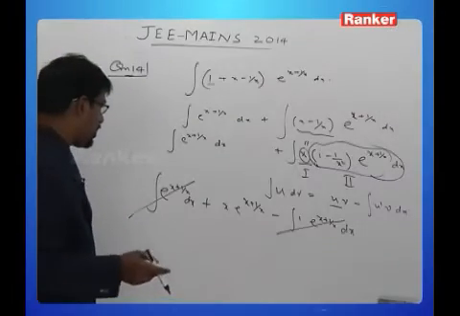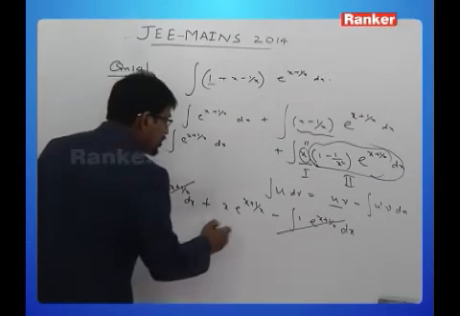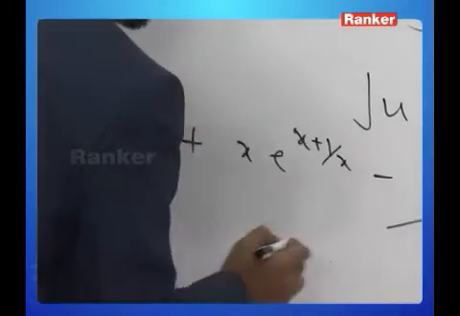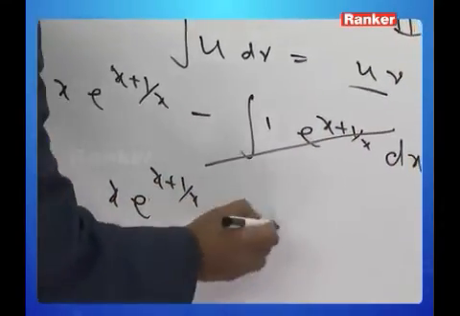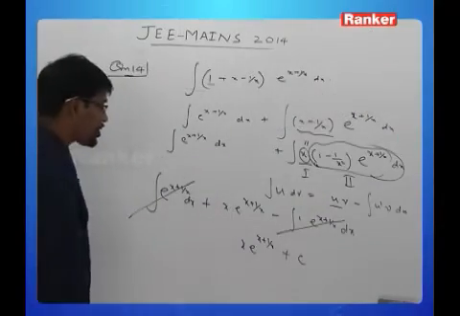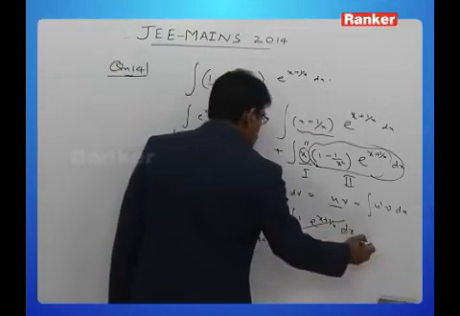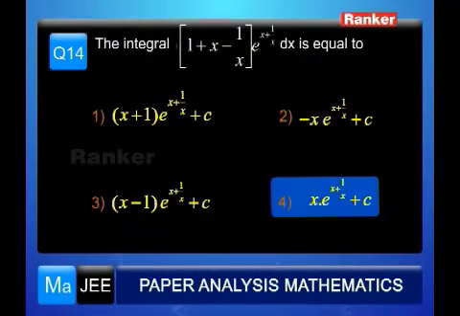They differ by a sign, so they cancel, and we have therefore x into e power of x plus 1 by x, plus of course we should add an arbitrary constant C. See there, and clearly option 4 is the right answer. Option 4 is the right answer.